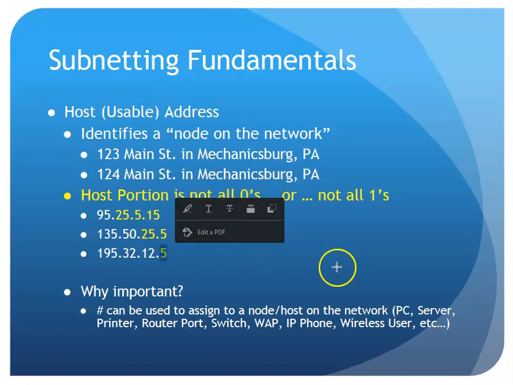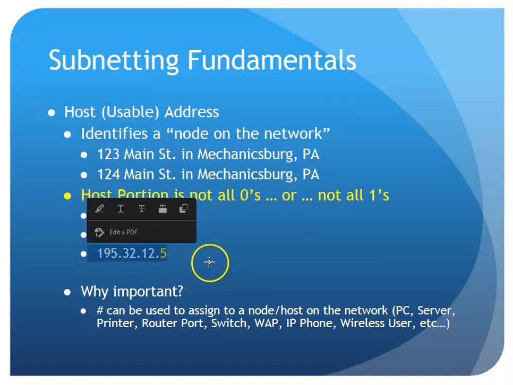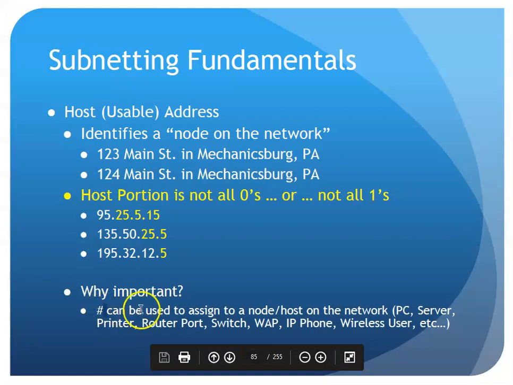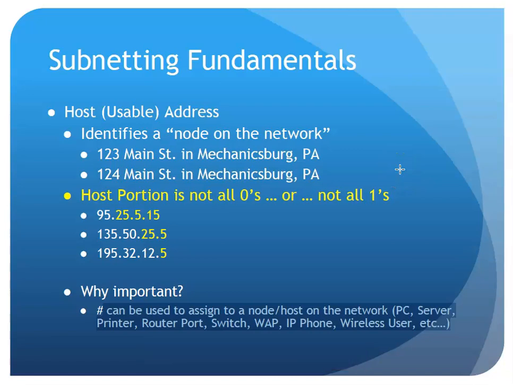195.32.12.5 is another usable host IP on this Class C network that's down here. Again, this is important because these are the numbers that I can actually assign to things like printers, desktops, servers, IP phones, access points, router ports, switch ports, etc. These are all numbers that I can assign to things in my network.